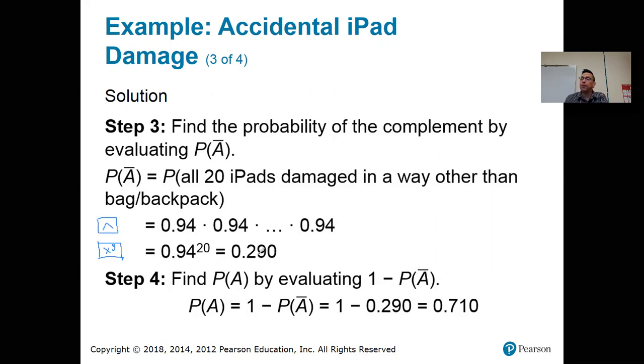We want the probability at least one was damaged in a bag or backpack. So remember, that was the original event. It's the complement of what we just found. So to find that probability, you take the 0.290 that we just found, you subtract it from 1, and you find the probability that at least one of these things was damaged in a bag or backpack is 0.710.